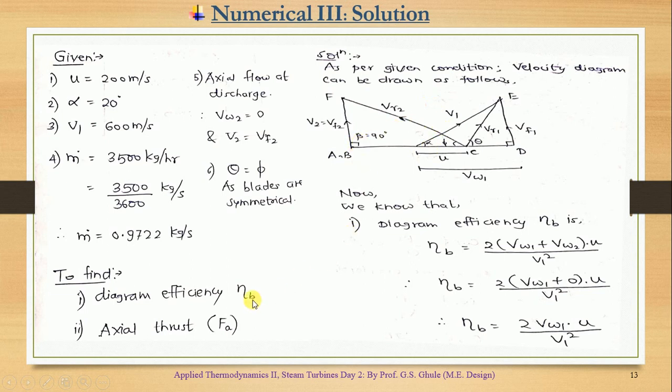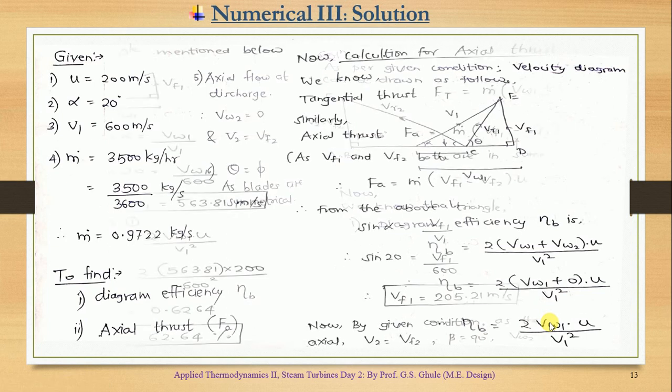So let's understand what is the formula for diagram efficiency. We know very clearly it is 2 times (VW1 plus VW2) into U upon V1 square. Now as the discharge is axial, VW2 is automatically going to be 0. So the formula will be only in terms of VW1, U and V1 square. Out of that, V1 and U are already given. So you can see over here, V1 and U are already given. So our main target is to find out this VW1.